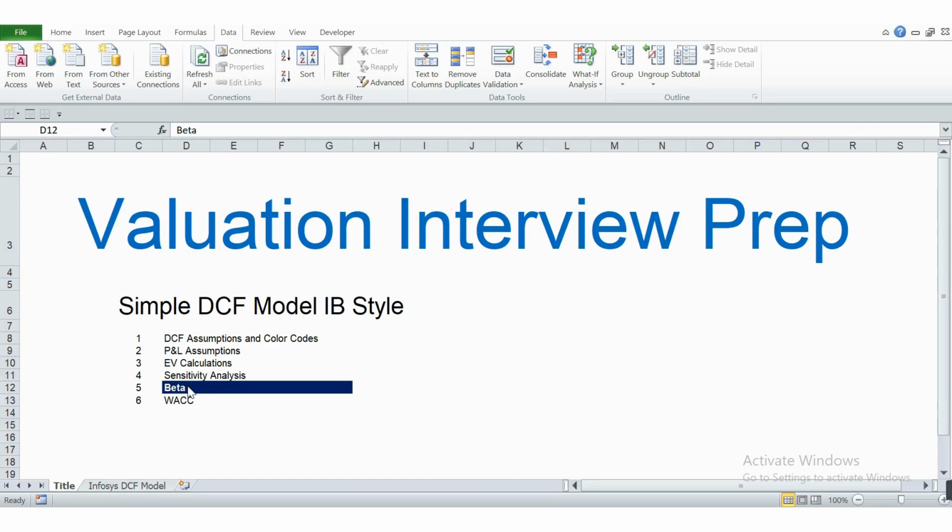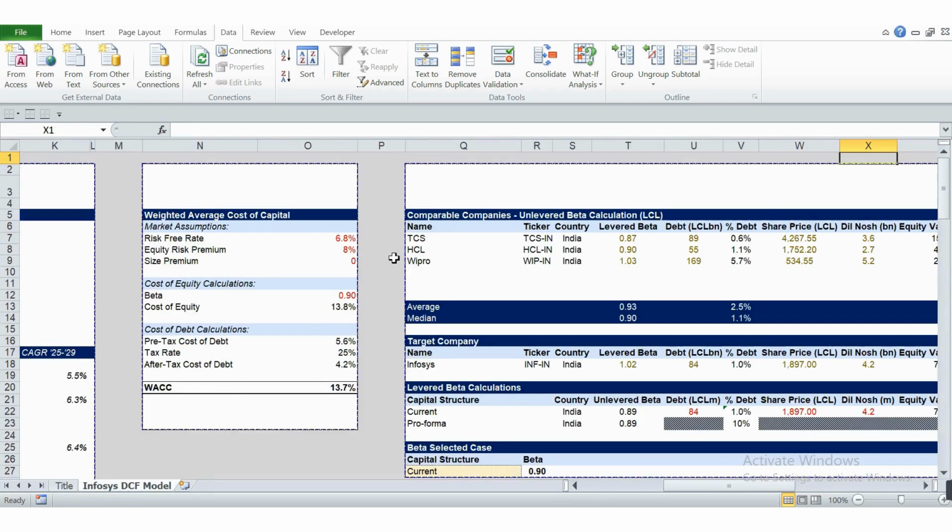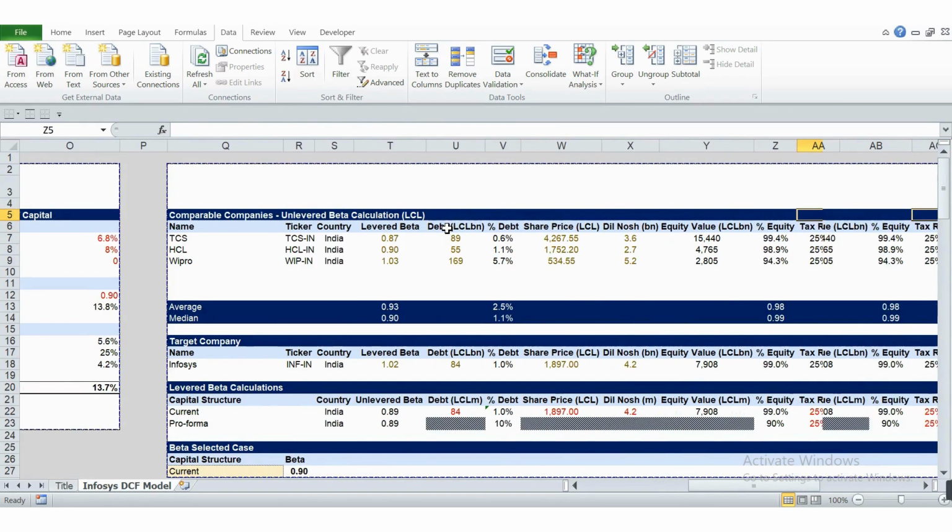In this, we'll be discussing an important metric, an important parameter which is considered as an input for the WACC formation, that is beta. So let's see how we have calculated beta for this exercise.